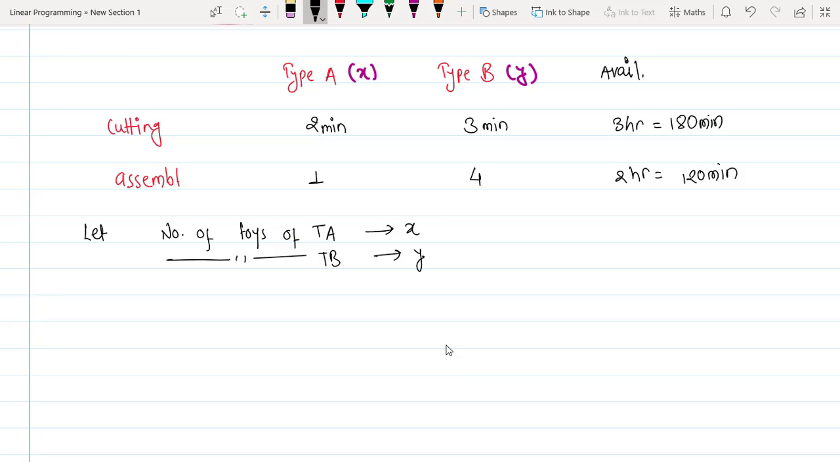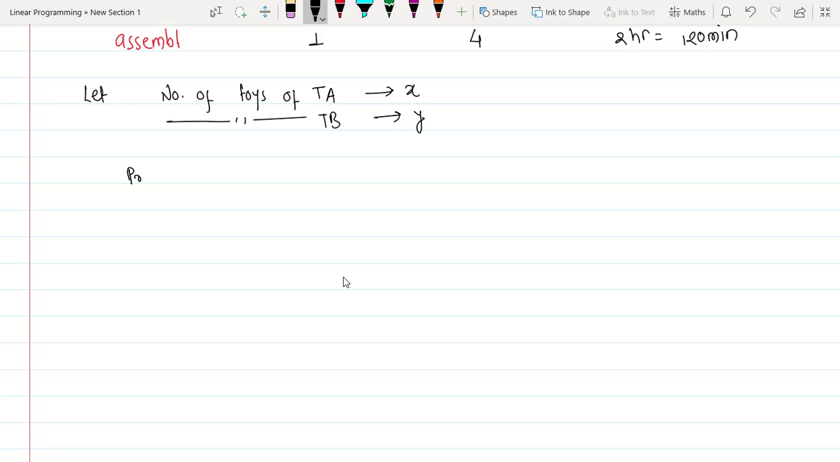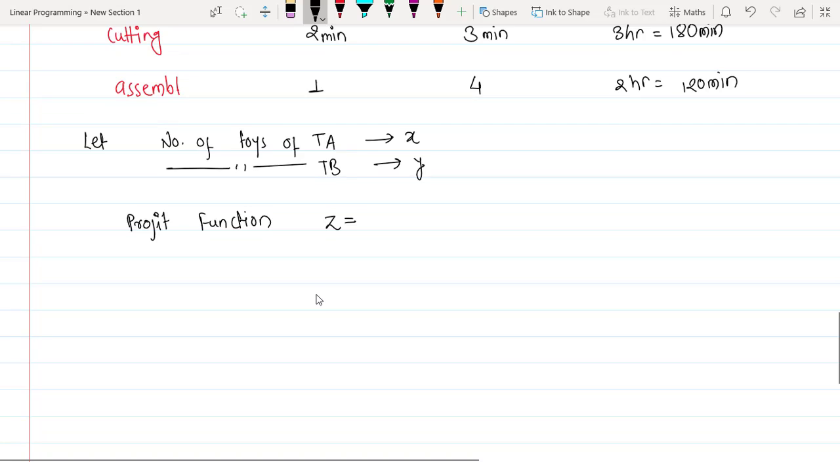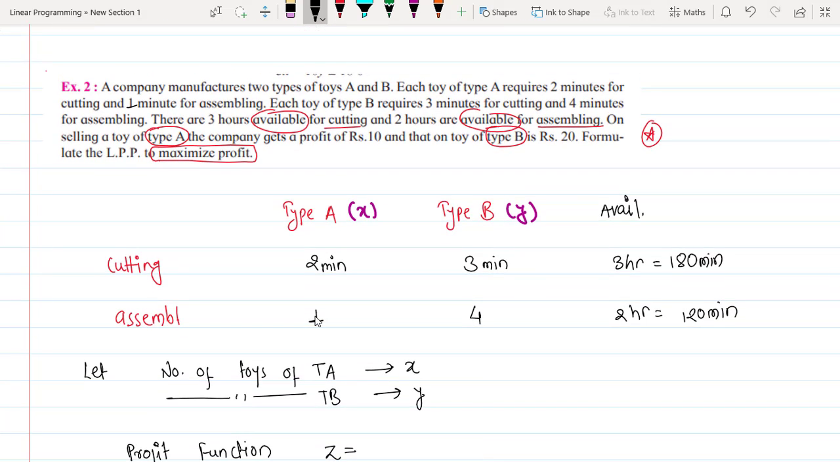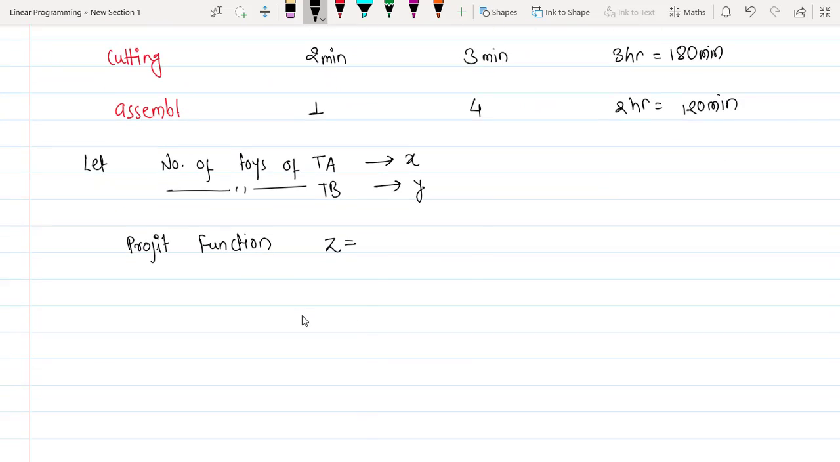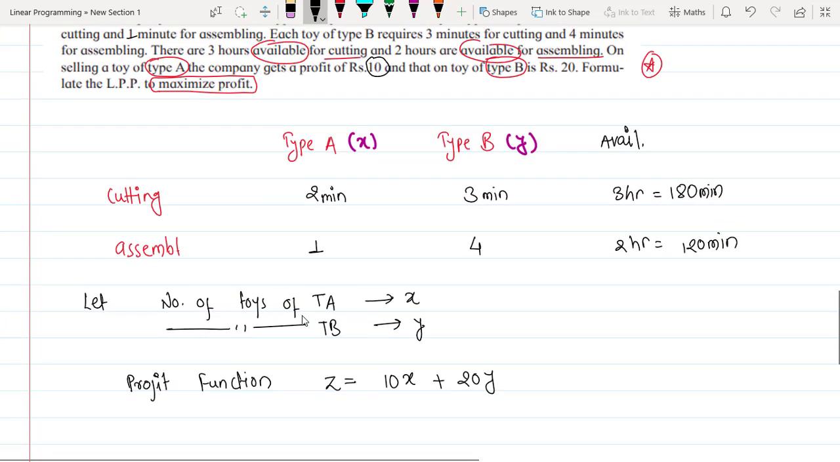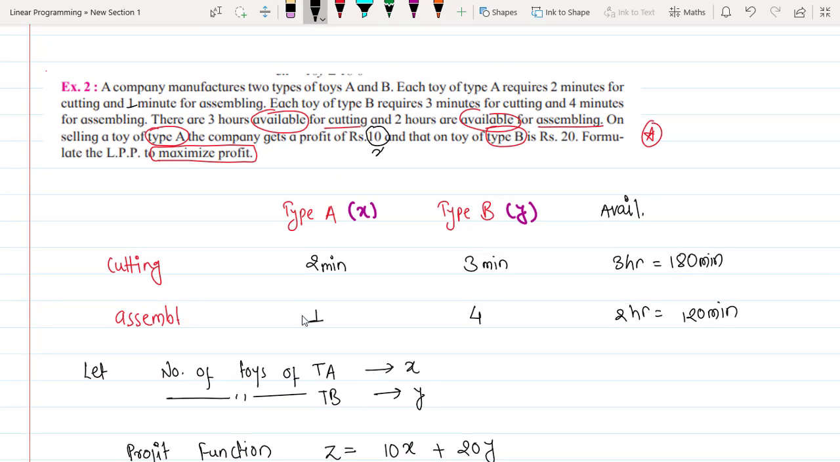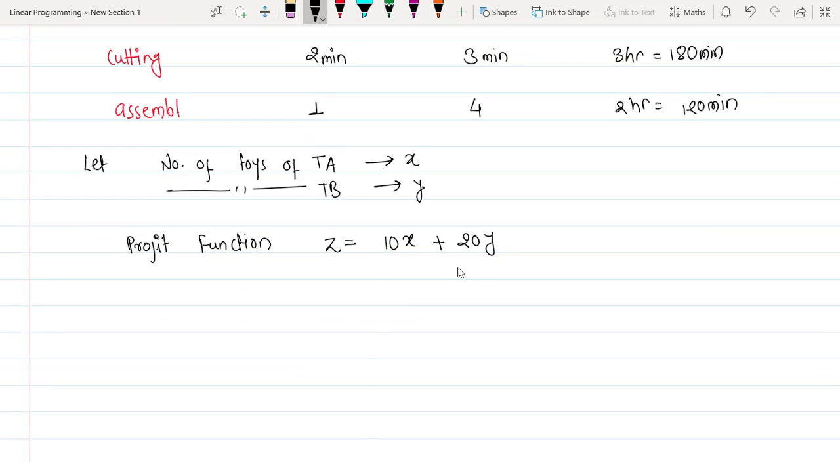Now what is the profit function? Let's denote it by z. The profit is 10 rupees for type A and 20 rupees for type B, so the profit function is z equals 10x plus 20y. So this is what my profit function is.